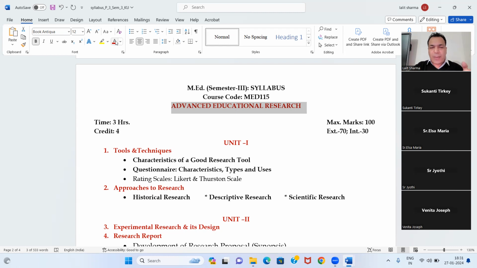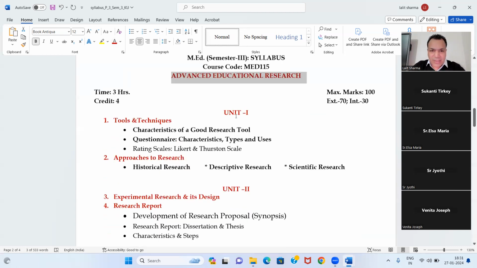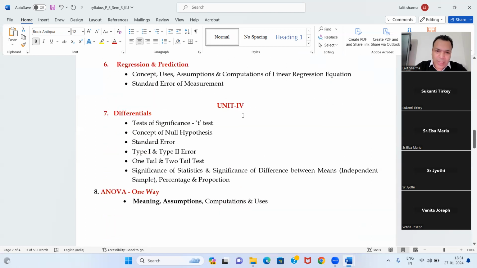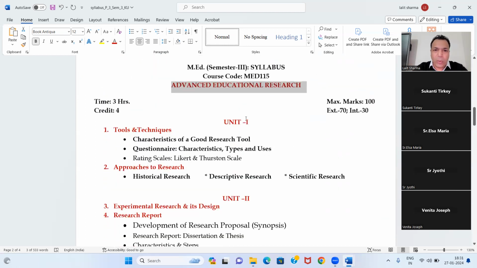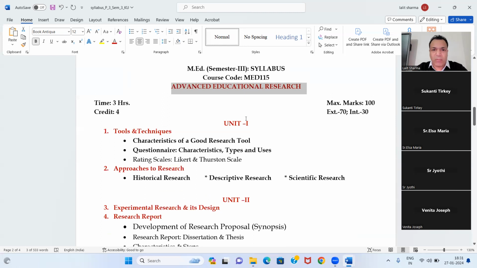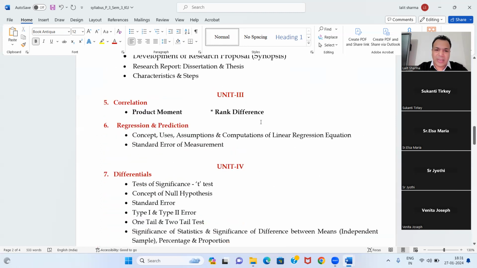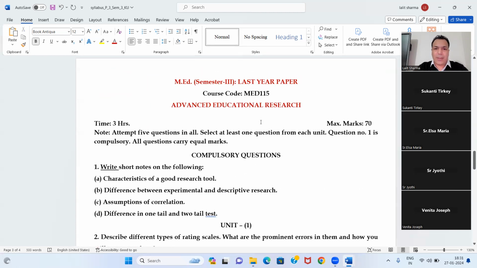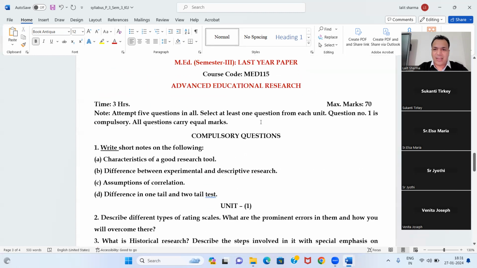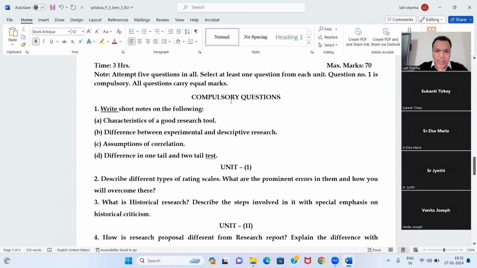If you want to get good marks and attempt the whole paper, I will suggest all of you, okay, give the test. Even what you can do, the last year paper you can solve by yourself, right? So this is the syllabus of advanced educational research. And this is the last year paper. See that last year paper. Okay, compulsory questions. Okay, four questions are compulsory.